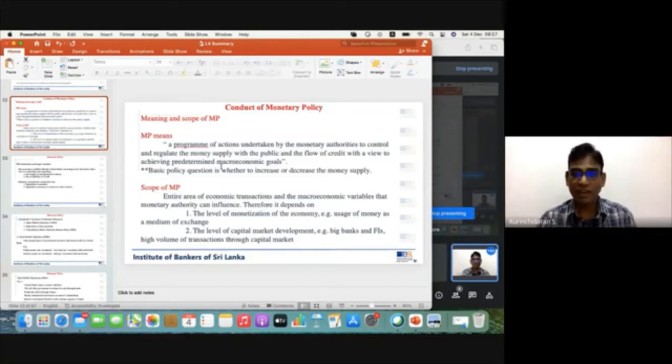So in a highly developed capital market, these big banks and financial institutions do transactions through the capital market. They don't come to the general public and do the transactions, right? So the scope is the entire economic transactions, but the size can be based on the monetization of the economy or capital market development. So basically, you have to understand the central bank's point of view, whether to increase or decrease the money supply.